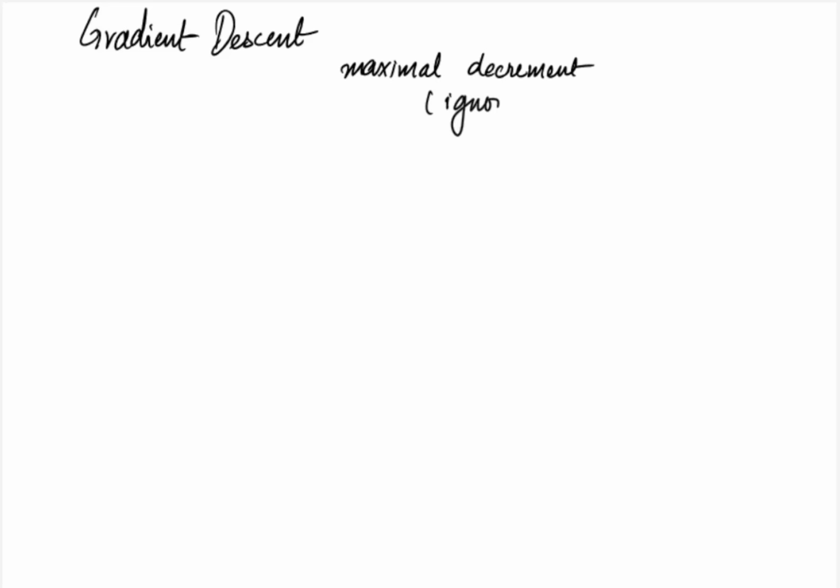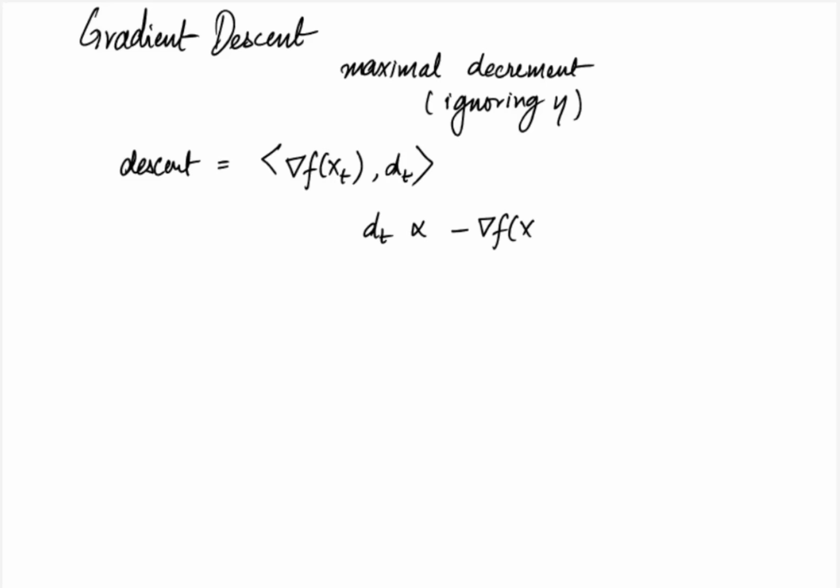Next, let us look at the direction taken by the gradient descent algorithm. To see that, we first try to find out the direction that will cause the maximal decrement in the function value, ignoring eta for the time being. Since the descent is given by the inner product of gradient f(xt) and dt, this quantity can be made as negative as possible if we choose dt in the direction of minus gradient f of xt. Of course, we would have to select the step length properly, but the negative gradient direction is the direction of steepest descent, and this is the direction used in the gradient descent algorithm.